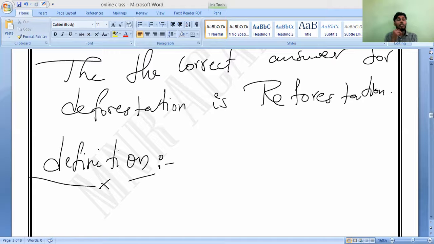Planted trees should generally be of the same species which were cut down from the forest during deforestation. Whatever plant I have cut here, the same species I should grow again in the same place during reforestation. Then that is called reforestation.